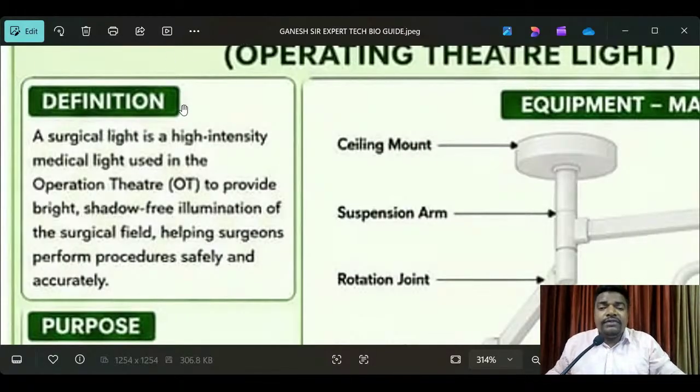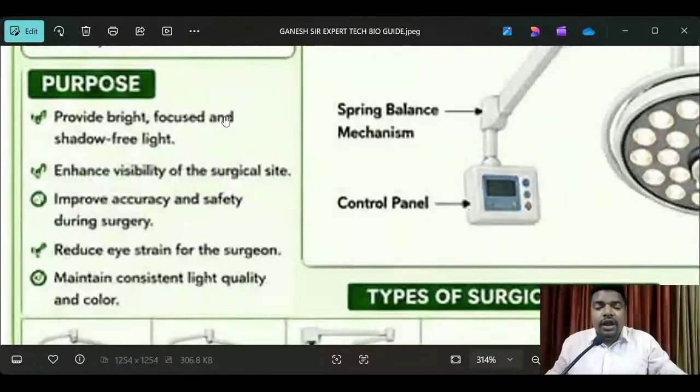Okay, now I have given you the definition of the OT light; I have explained it right now. Let me go on to the purpose of the OT light. Listen carefully, and I'm going to share technical things also, and as a biomedical engineer, I'm going to share every point here.